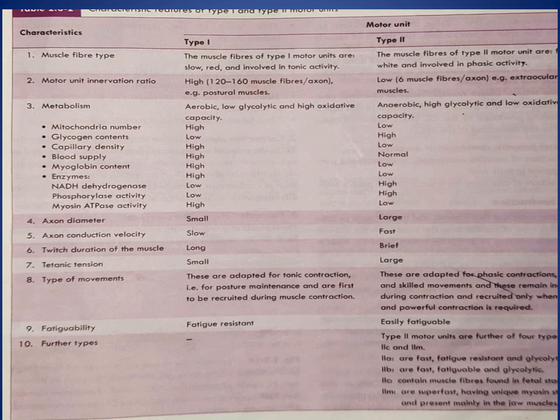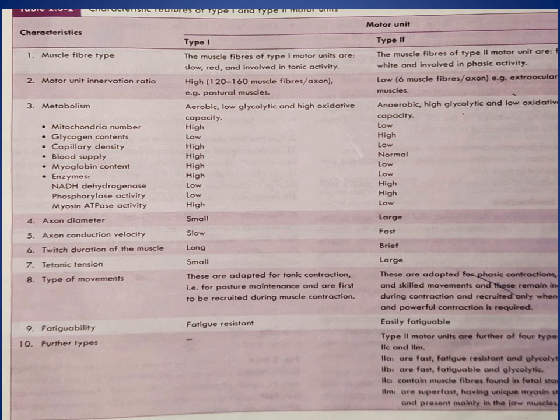The muscle fibers of type 1 motor units are slow, red and involved in tonic activity, and the muscle fibers of type 2 motor units are fast, white and involved in phasic activity. The motor unit innervation ratio of type 1 is high, that is, I have told you 120 to 160 muscle fibers, that is the postural muscle. The postural muscles have less motor unit supply. Okay, and coming to the precise movements of the hand and the extraocular muscles, there are only 6 to 5 muscles supplied by one motor unit.